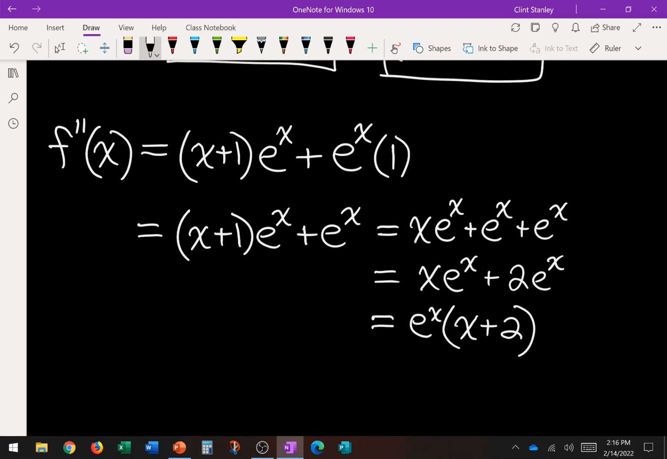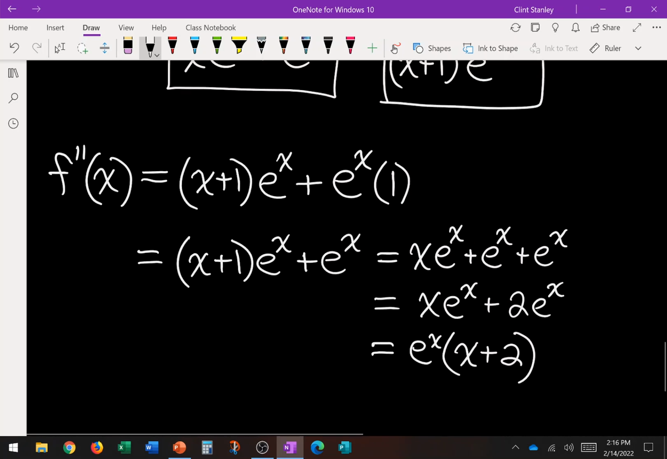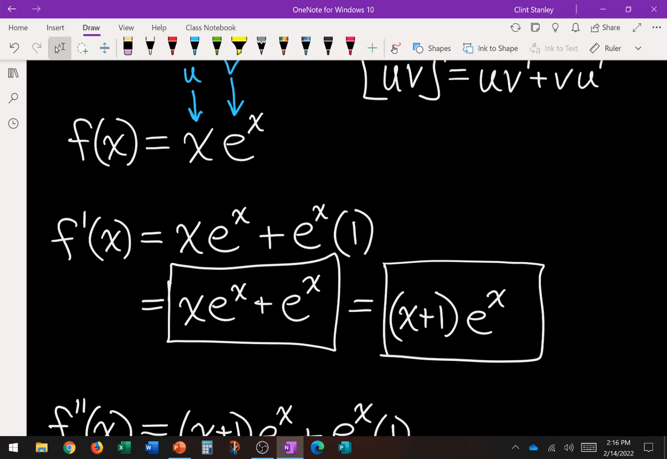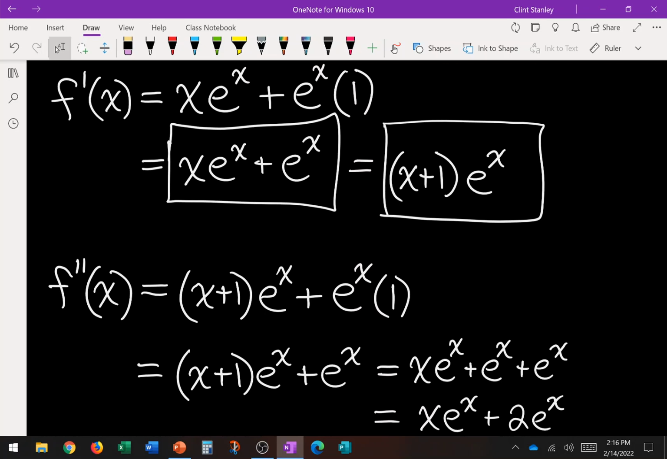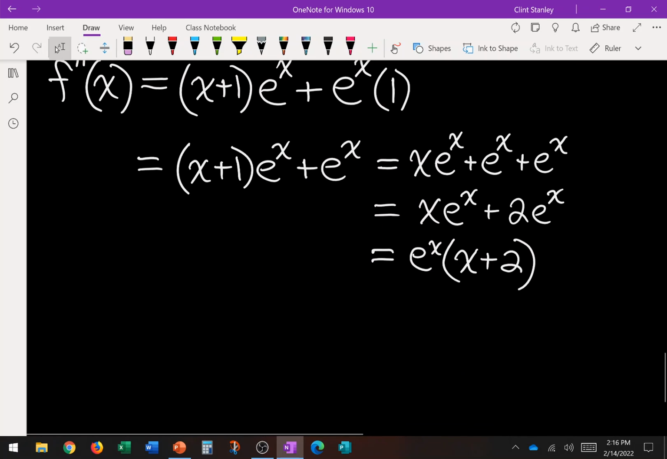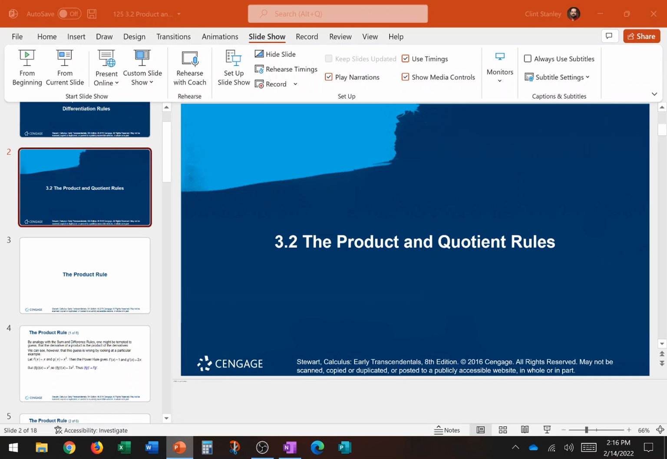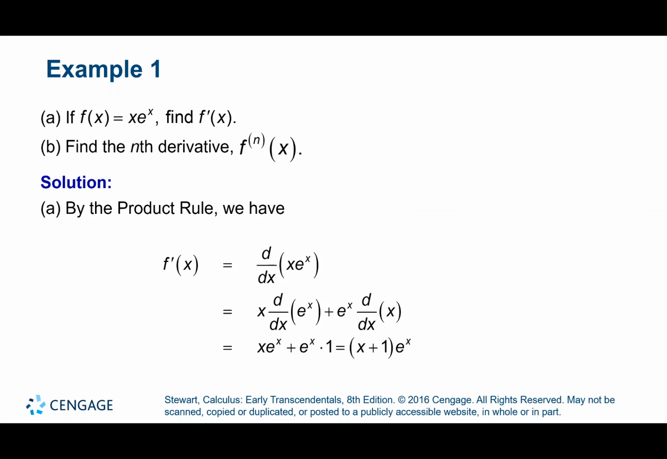If you look at that, our original was x times e to the x, first derivative x plus 1 times e to the x, second derivative x plus 2 times e to the x. Just kind of a neat one. Product rule there is not a big deal. Kind of an interesting example there. Okay, so that's product rule.